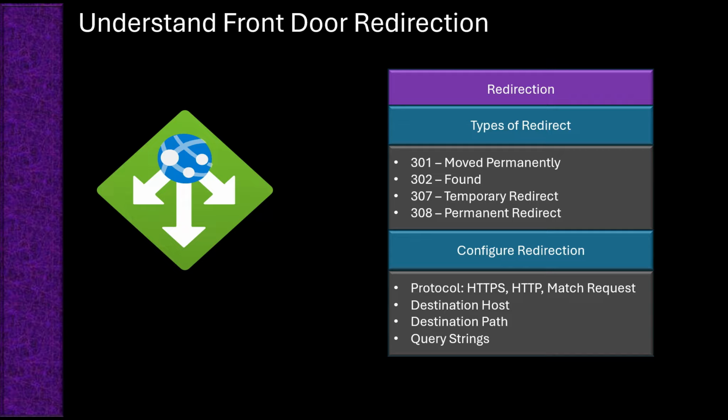In simple terms, Azure Front Door allows you to set up rules to automatically redirect users to different URLs based on factors like protocol, domain, and path. This will help with scenarios like switching to HTTPS or moving content to a new website.